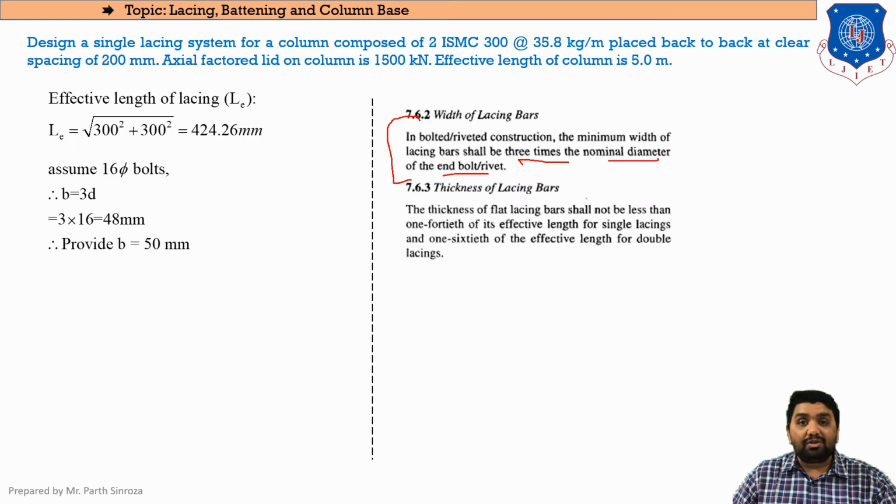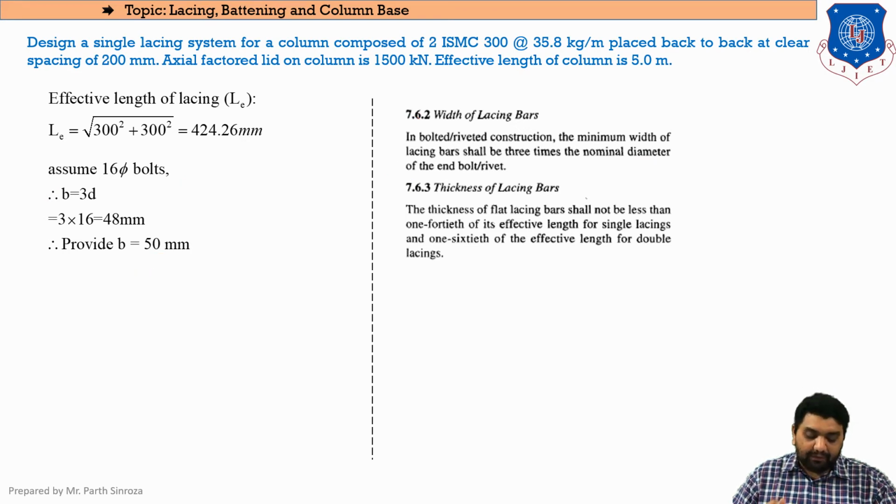But here in the question, the bolt diameter won't be mentioned anywhere, so we will always be assuming it. We can either opt for M16 bolts, or you can opt for M20 bolts. Here I have opted for M16 bolts. So as shown in the clause itself, B will be equal to 3D. So the value comes out to be 48 mm. So we'll be rounding it off to 50 mm. So the width of the lacing that we'll be providing is 50 mm.